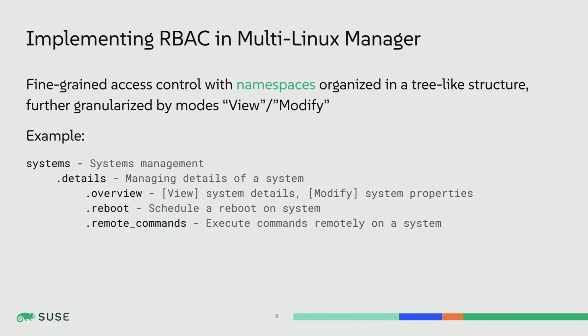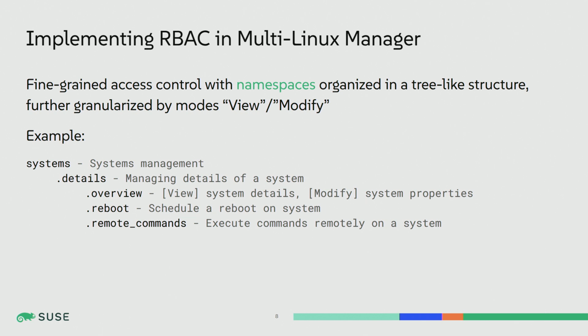So going back to the concept of namespaces. Namespaces are basically bits of functionality in MLM. Every bit of functionality is defined with a namespace, and they are going to be organized in a tree-like structure where the parent nodes are, again, the widest pieces of features. For example, at the top level there's systems, which is everything related to system management. With each level of nodes, the access control is going to be more granular.